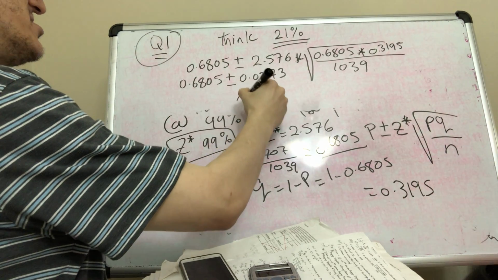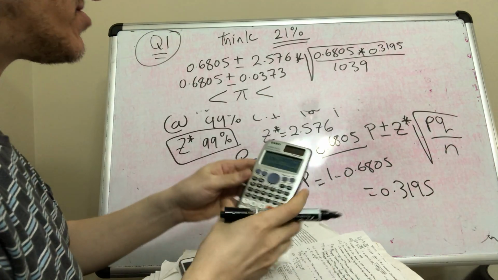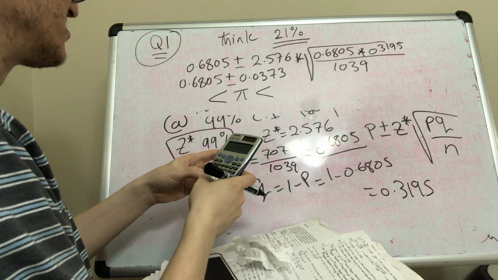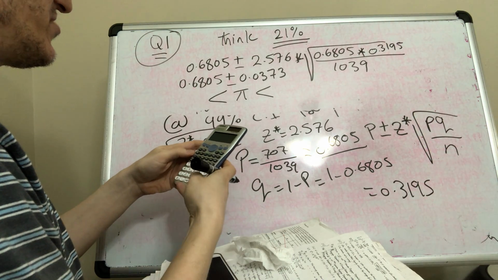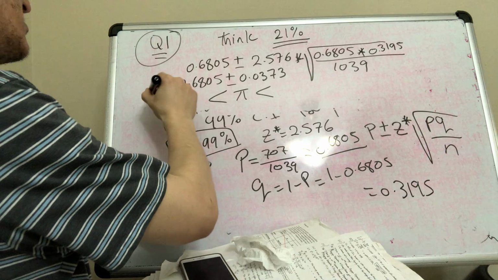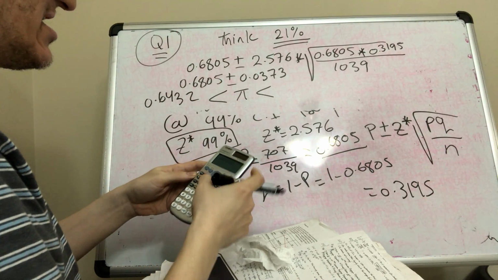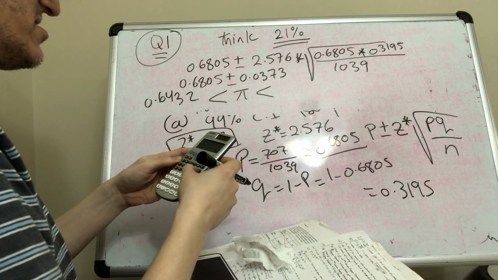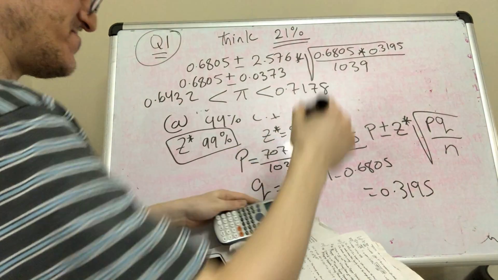Then for your estimation for pi, you add the two numbers and you subtract the two numbers. 0.6805 minus 0.0373 takes you down to 0.6432. And when you add them, it takes you up to 0.7178.